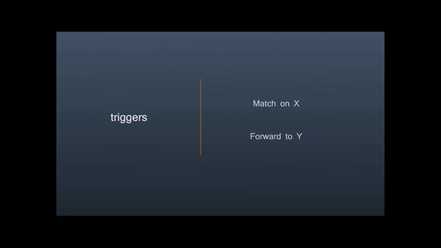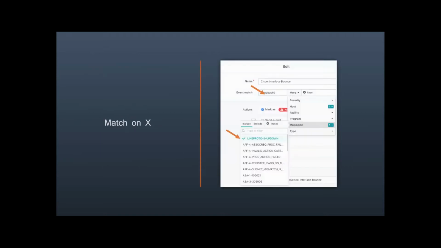All right, for today, we're going to focus right on the triggers because we want real time. Okay. So triggers are simply match on X and forward to Y. You can see an example here in the interface where there's a loopback match in the message and one of Cisco's mnemonics for line protocol going up and down. Of course, you can match on whatever you want. LogZilla Neo has probably over 1,000 at this point of what Cisco considers its most actionable events. So plenty of knowledge already in there.